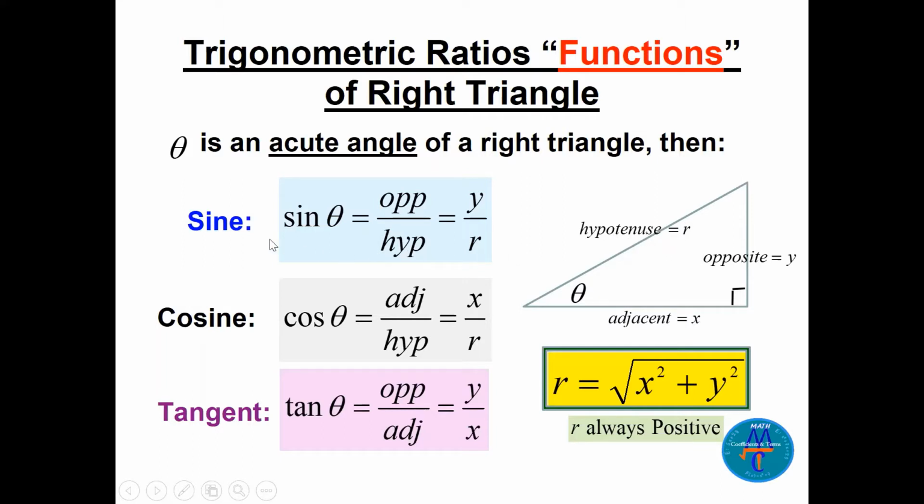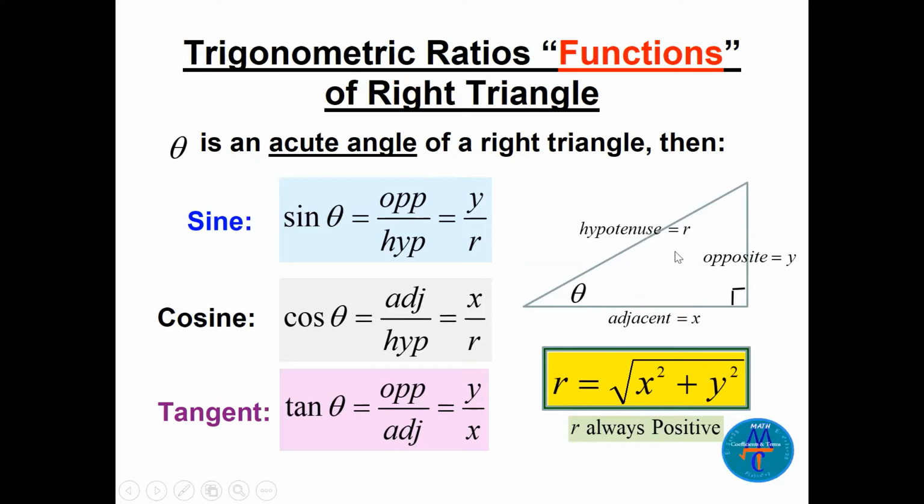So we now define the sine function as the value of the opposite divided by the hypotenuse. So y over r. This is sine of theta, S-I-N-E, and we abbreviate it S-I-N. The cosine function, C-O-S, will be the adjacent side divided by the hypotenuse, so x over r. These are important formulas to remember. And tangent, we call it tan theta. It will be y over x, which is the opposite over the adjacent. So these are the basic three trigonometric ratios, or trigonometric functions.